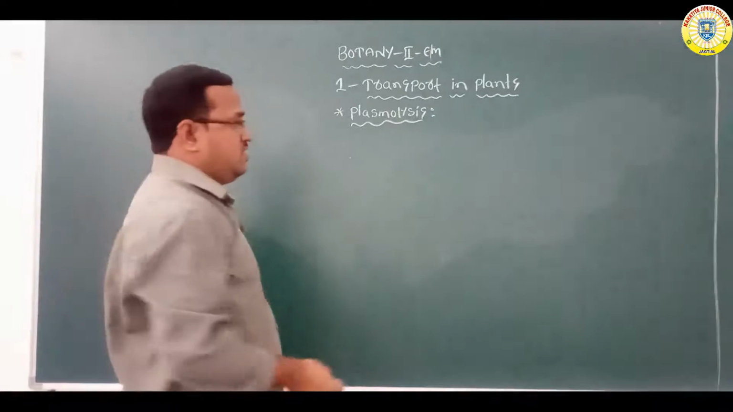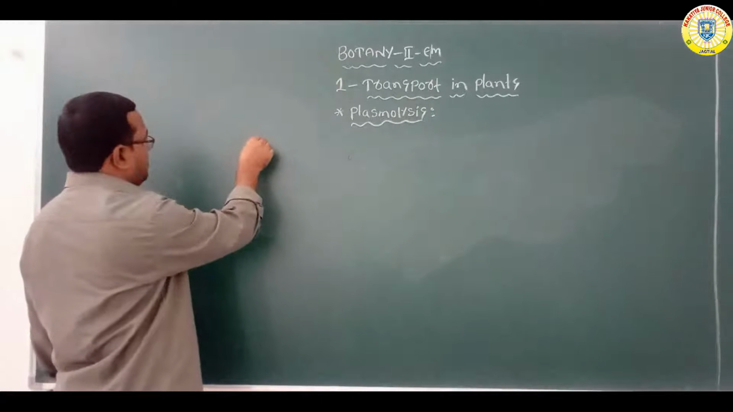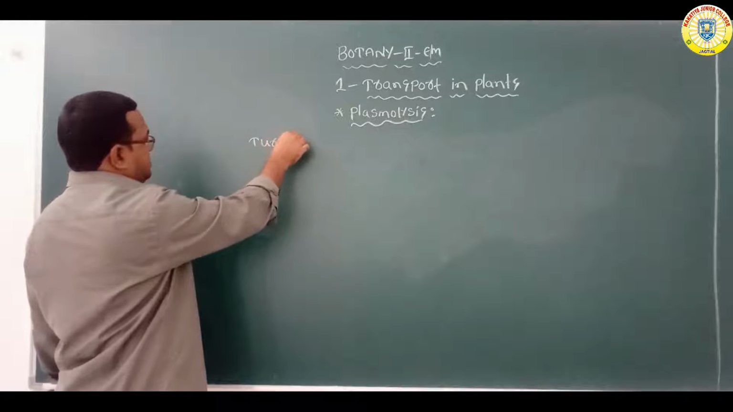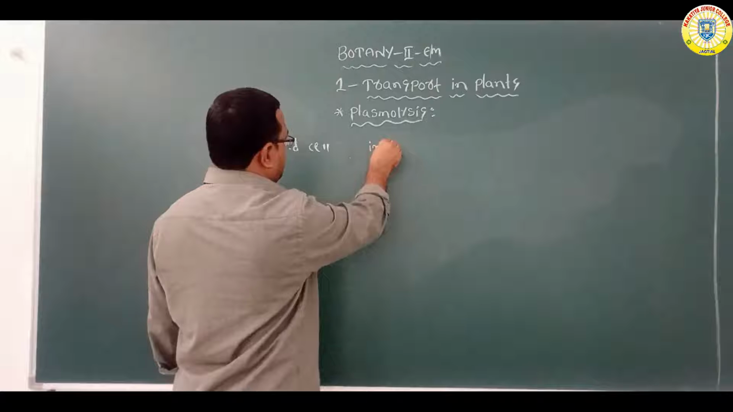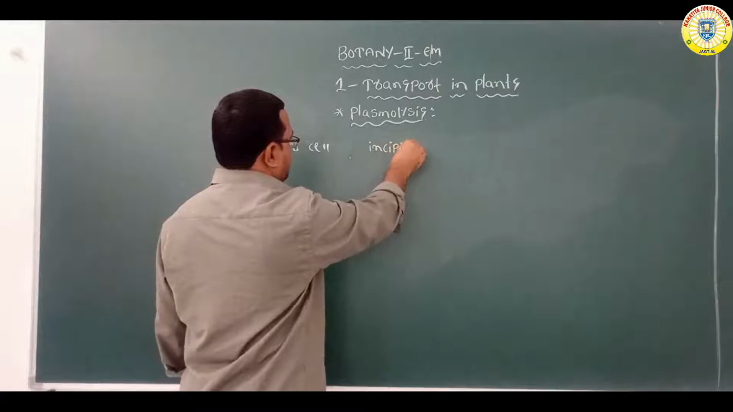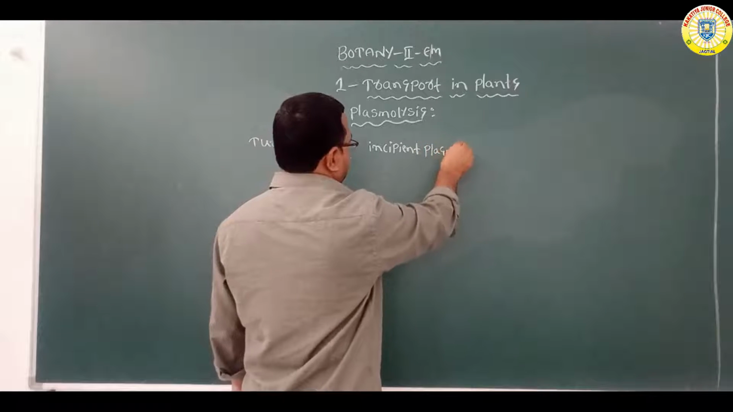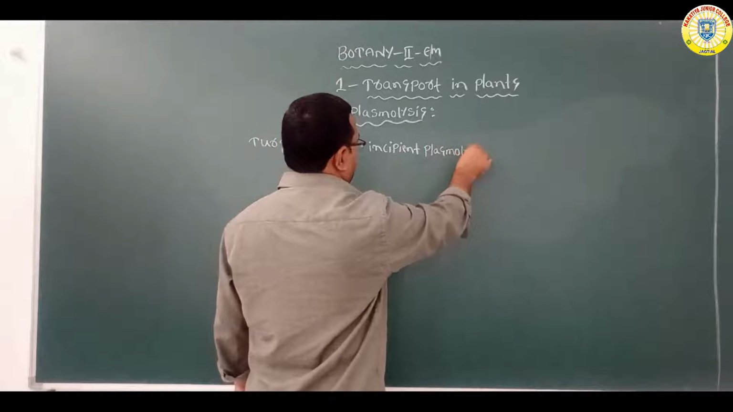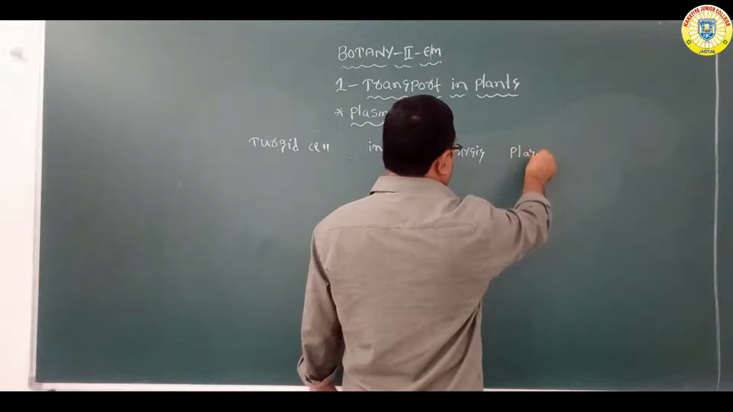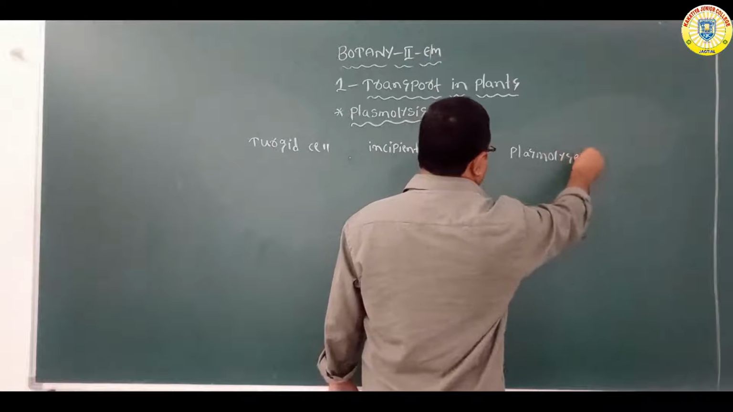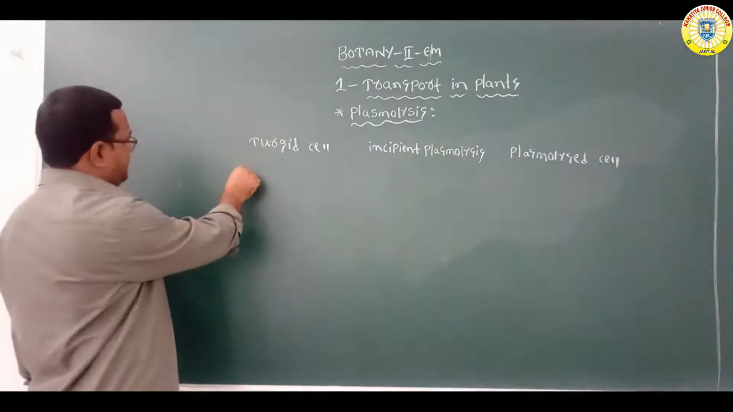But what is a turgid cell? What is incipient plasmolysis? And what is a plasmolyzed cell? Further, here you can see the diagrams.